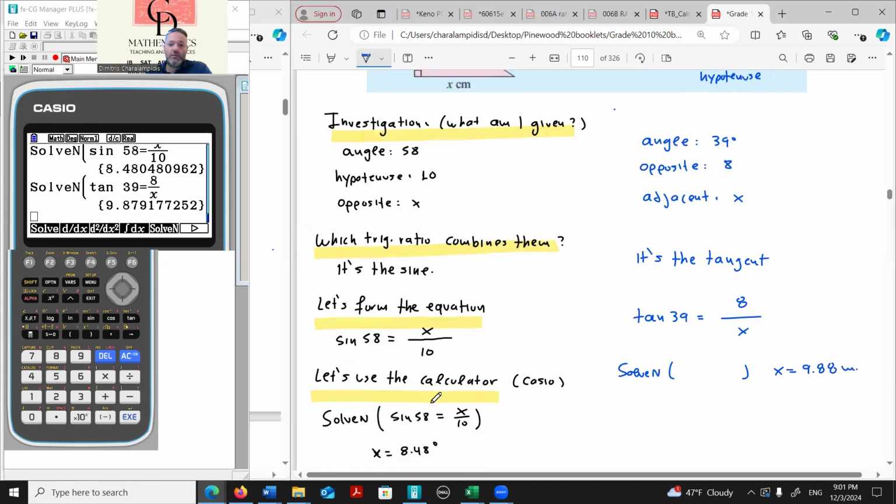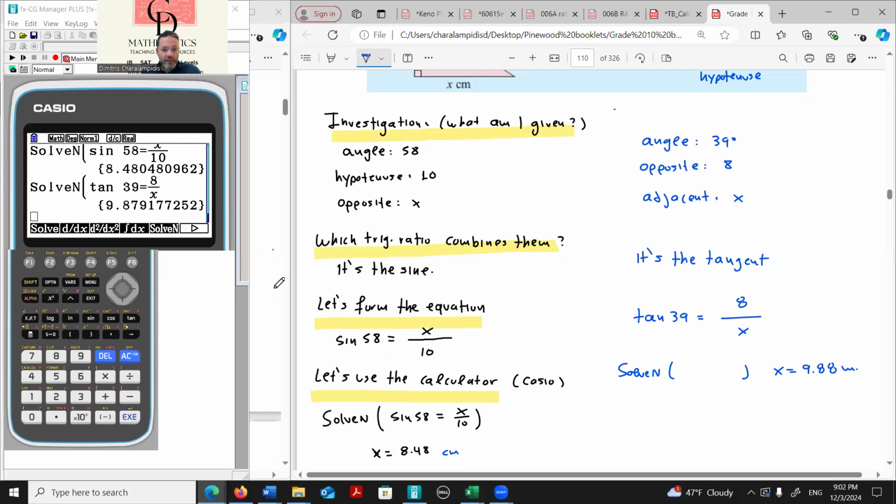X equals 9.88 meters this time. The previous one wasn't degrees. Sorry, I just realized that it was centimeters. So that was centimeters, and in our case, these were meters. And that would be all.